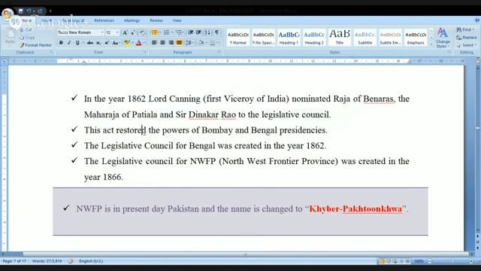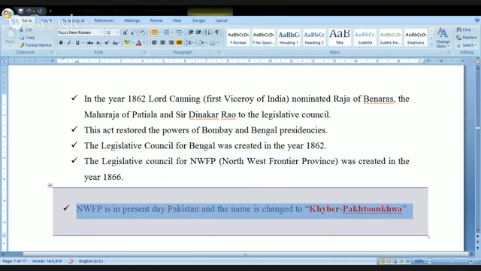Look at this. This Act also restored the powers of the Bombay and Bengal presidencies. And the Legislative Council for Bengal was created in the year 1862. Another important point. Next one. The Legislative Council for North-West Frontier Province was created in the year 1866. Is that okay? Very important. Just remember this.